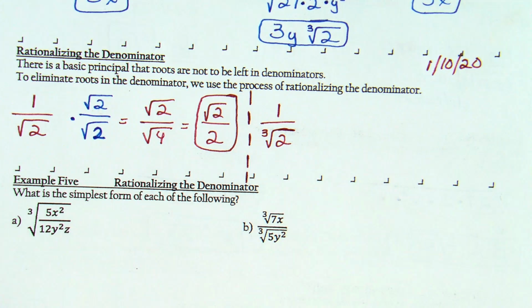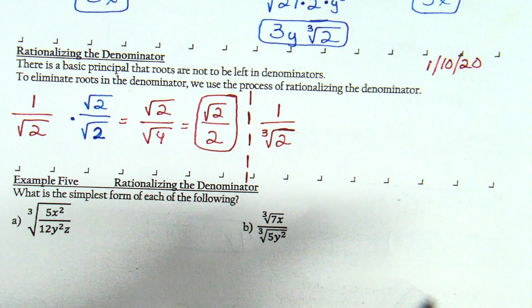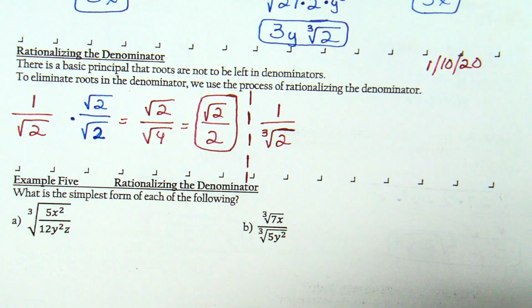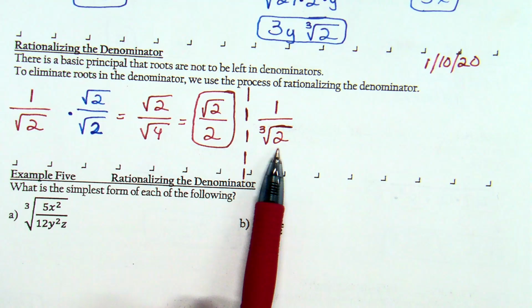So if I just multiply by cube root of 2, I'm going to have cube root of 2 times 2, which is cube root of 4. Is cube root of 4 a perfect cube? No. With a square root, we need 2 to make a perfect square. With a cube root, we need 3. So if we have a single 2 here, how many more 2's do I need to make it a perfect cube? 2 more 2's. Okay?